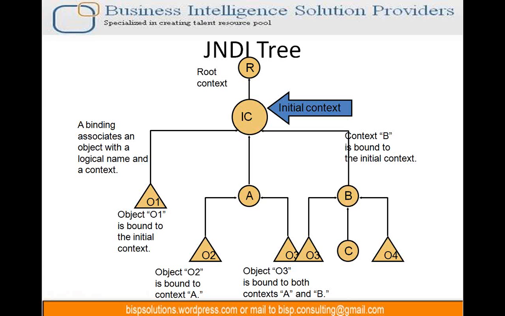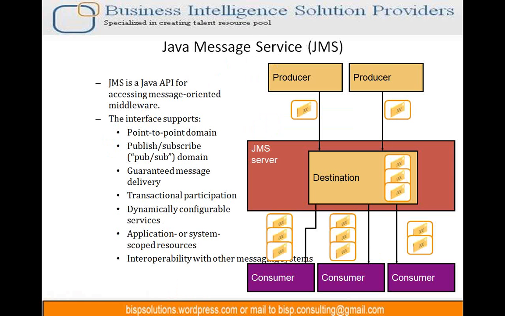And JMS, Java Messaging Service, is again a Java standard service that has Java API calls, used for accessing message-oriented middleware. So JMS comes into the picture when you have a service residing at the application level within the middleware tier. Assume that an application server also has the capability to maintain a messaging queue, a messaging-oriented service.